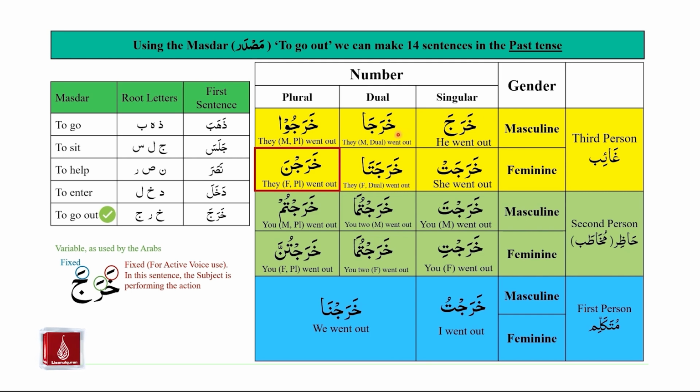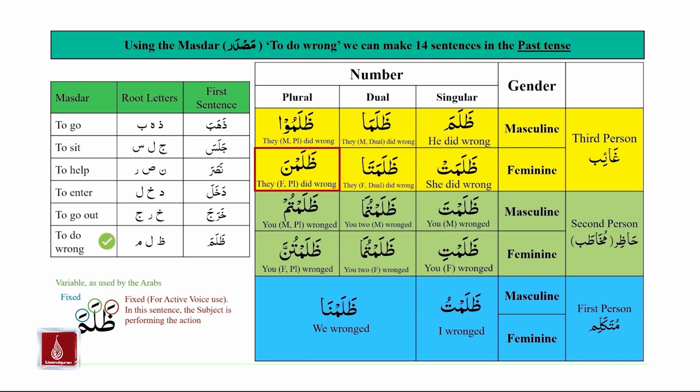Kharaja, kharaja, kharaju, kharajat, kharajata, kharajna, kharajta, kharajtuma, kharajtum, kharajti, kharajtuma, kharajtunna, kharajtu, kharajna. Zahaba, he went. Jalasa, he sat. Nasara, he helped. Dakhala, he entered. Kharaja, he left or he exited.